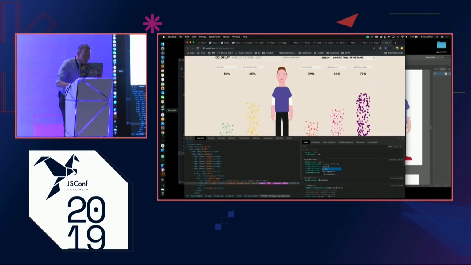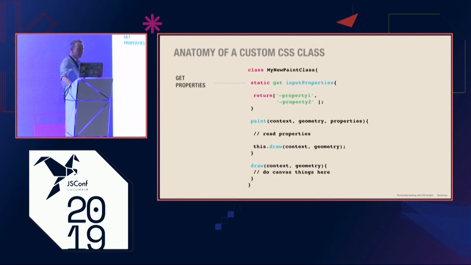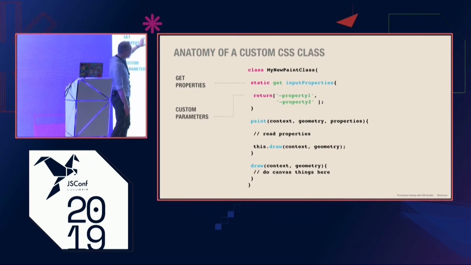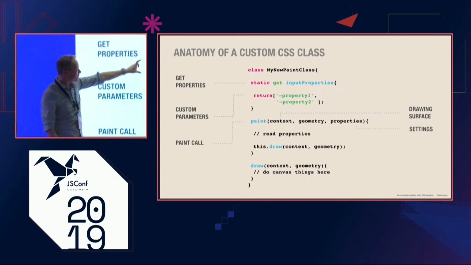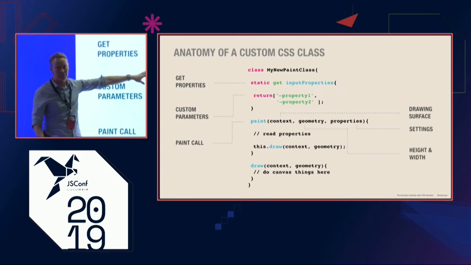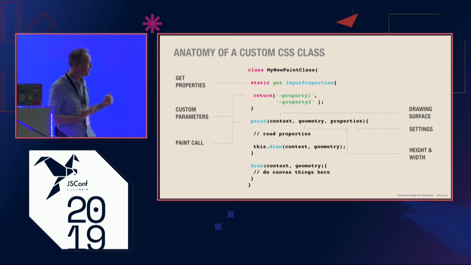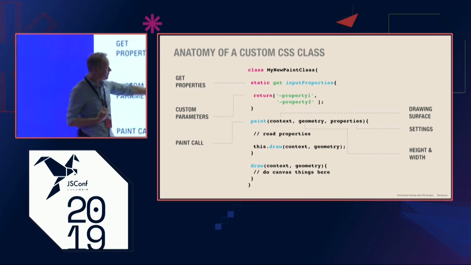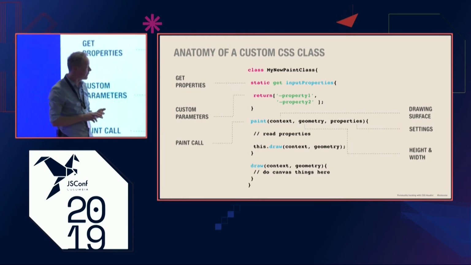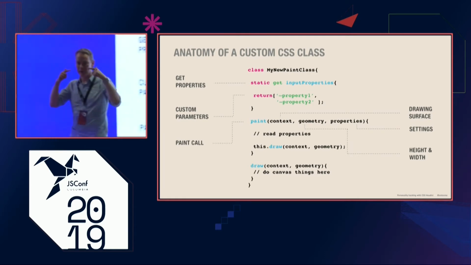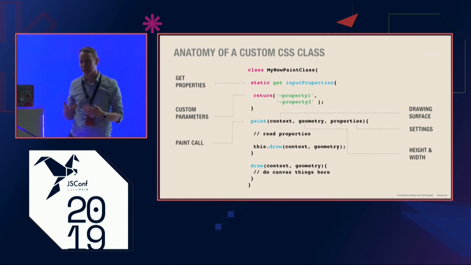So how that works is, this is the anatomy of a custom CSS class. So you have a class called my paint class. In my case, it's called confetti. This is the standard section where you get the properties. So I've set properties for the confetti size, the number of confetti pieces, the color of the confetti in there. And then the paint function is where you get all of the goodies, like the context for drawing on the canvas, the geometry, so the size of the area that you can draw on, and the properties, the actual settings for each of those things, like the confetti size and the color.